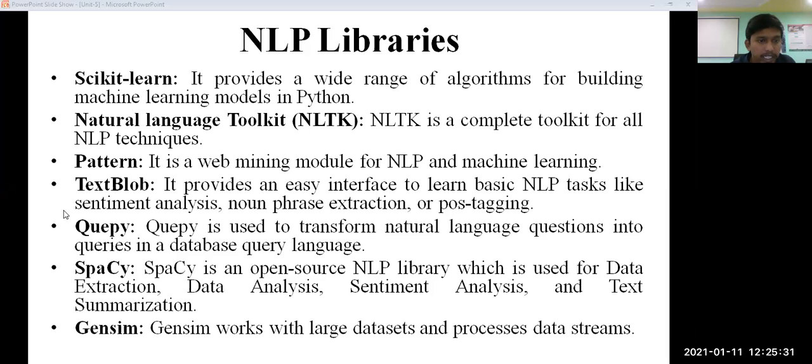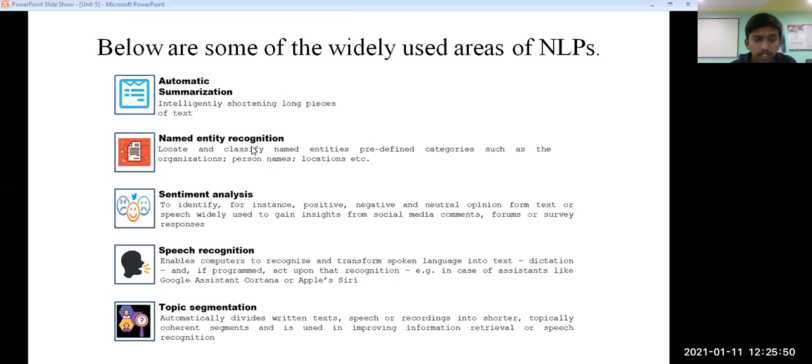So pattern is one important library. Again, TextBlob, QPy, Spacey, Gensim, as we have discussed in the previous slide. So these are some of the concepts or the libraries which we need to learn in the upcoming years whenever you are working with your natural language processing. Okay, yeah. So here are some of the widely used areas of your natural language processing.